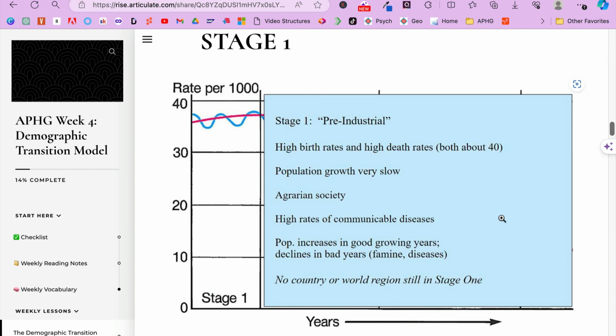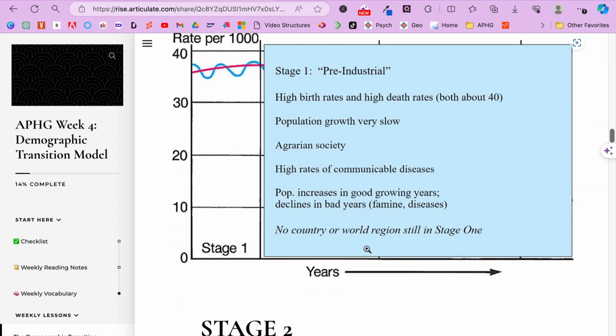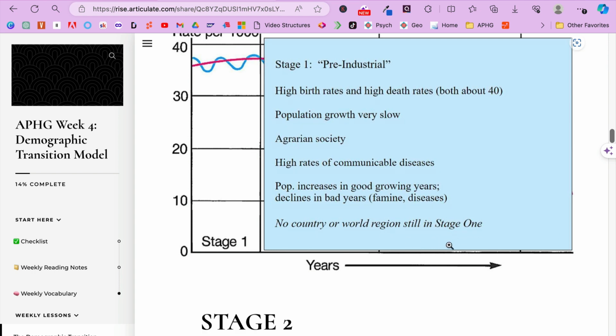So, stage one, you could think of as pre-industrial: high birth rates and high death rates, population growth slow, more of an agrarian society, high rates of communicable diseases. Keep in mind, no country or world region is still in stage one. Why? Because in stage two, the reason deaths decrease is partly because of medical technology, just basic hygiene knowledge, things like that. And all of the more economically developed countries, that technology has diffused to less developed countries. So no one's in stage one.